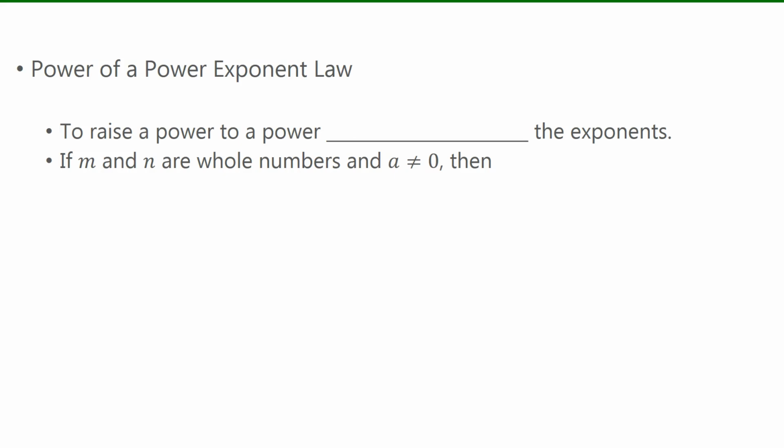So now the power of a power exponent law states that if we raise a power to a power, we multiply the exponents. And the mathematical definition states that if m and n are whole numbers and a is not equal to 0, then a to the power of m to the power of n is equal to a to the power of m times n.